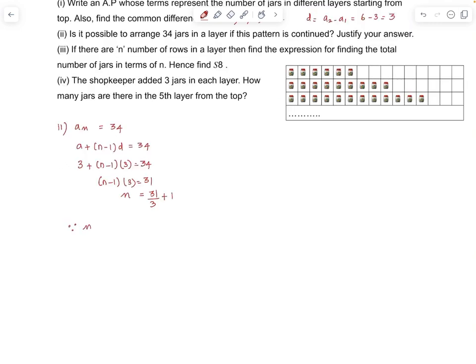Since n does not belong to natural numbers, a layer with 34 jars is not possible.